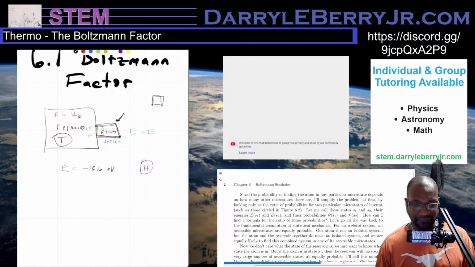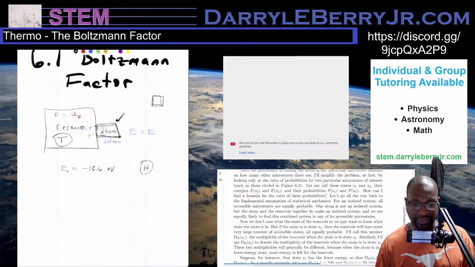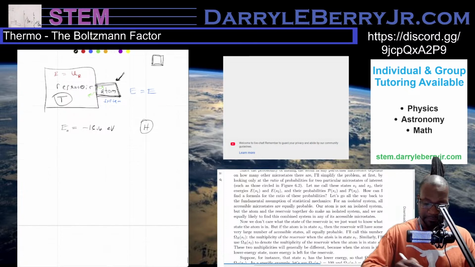I'll simplify the problem at first by looking only at the ratio of probabilities for 2 particular microstates of interest, such as those circled in 6.2. Let me call these states S1 and S2, their energies E(S1) and E(S2), and their probabilities P(S1) and P(S2). We're going to find a formula for the ratio of these probabilities. Let's go all the way back to the fundamental assumption of statistical mechanics. For an isolated system, all accessible microstates are equally probable.